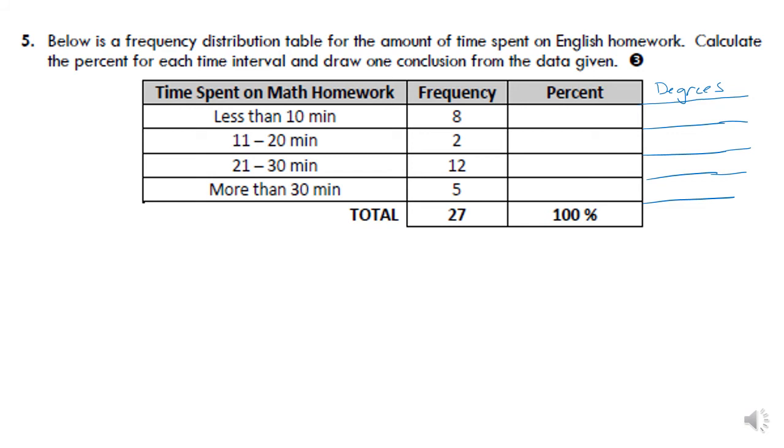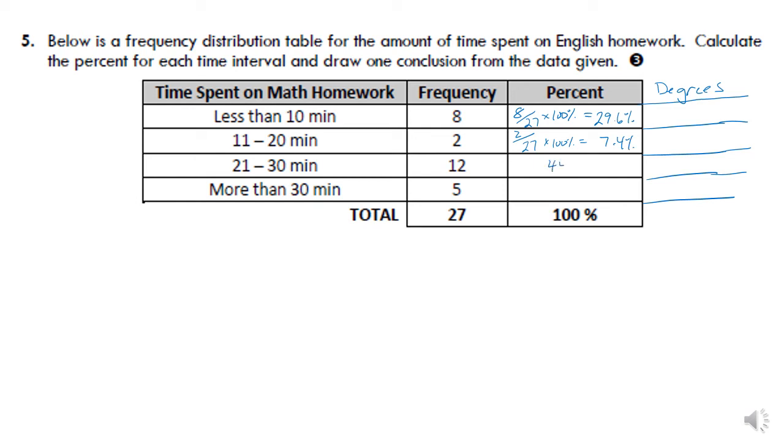So for the frequency, I've given you all the numbers. We added them up, we got 27. How do you find the percent? Take the number 8, divide by the total, 27, and times 100. Go to one decimal place, use your calculator, 29.6%. And then we'll do it once more, writing all the steps. 2 divided by the total, 27, times 100. One decimal place, 7.4.